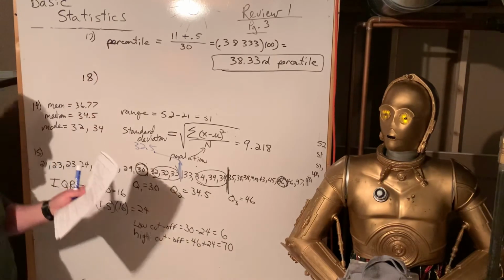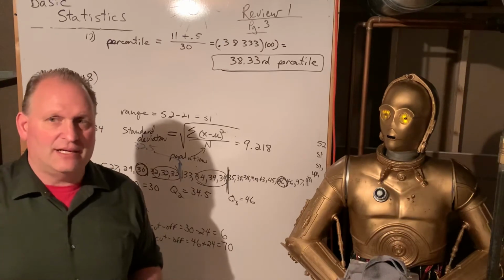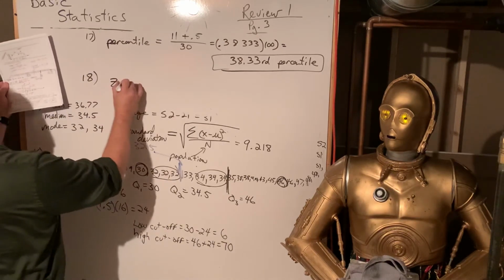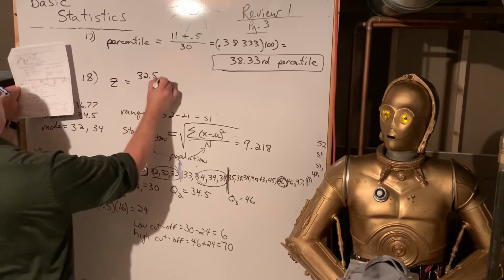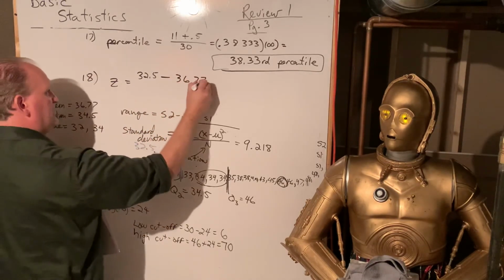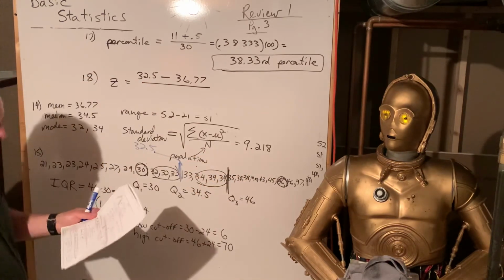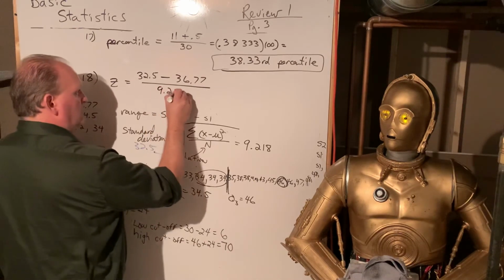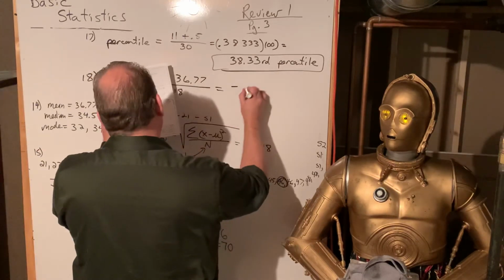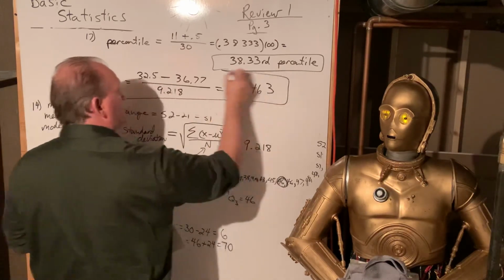They want me to find the z-score. So that is making an assumption that it's a standard normal curve. So the z-score would be, you would take the value, 32.5. We would subtract off the mean that we calculated, 36.77, and we would divide it by the standard deviation that we calculated, 9.218. And we divide that, and we get negative 0.463. And again, that one says thousands, so that's what we round to.